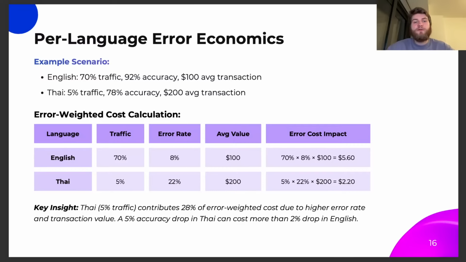Here's a practical framework though. For each language, calculate traffic share multiplied by 1 minus accuracy multiplied by error cost. This gives you error weighted cost per language. Then optimize to minimize total error weighted cost, not just overall accuracy, because sometimes this means accepting worse accuracy in English where you have margin to preserve accuracy in a high value, lower volume language. Create a dashboard showing error weighted cost per language, and when evaluating optimizations, show the impact on this metric, not just accuracy.